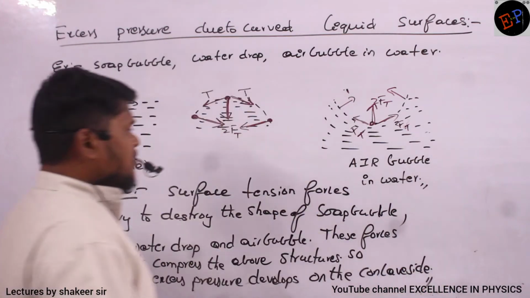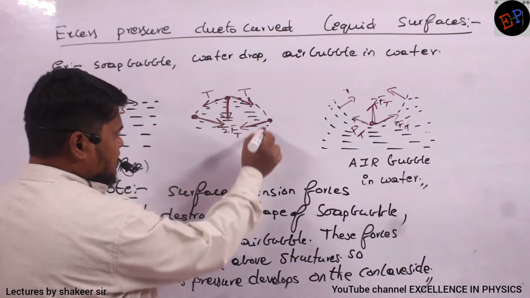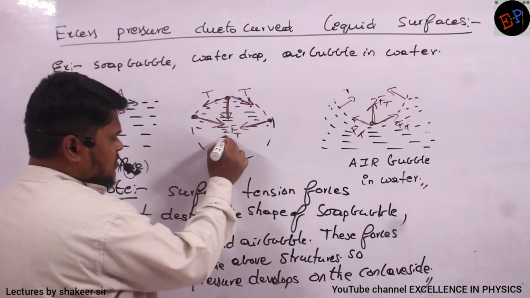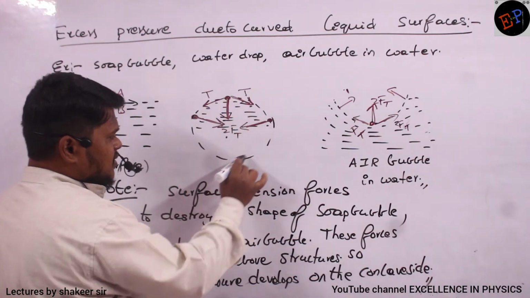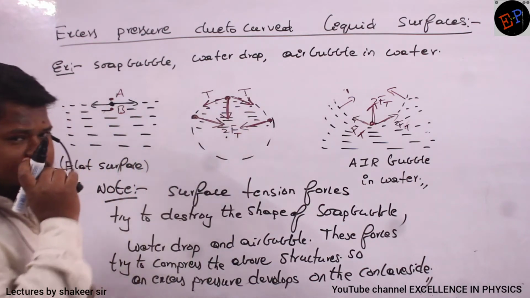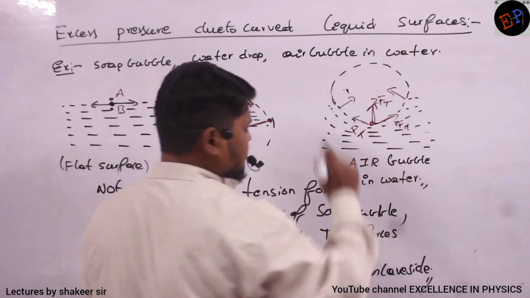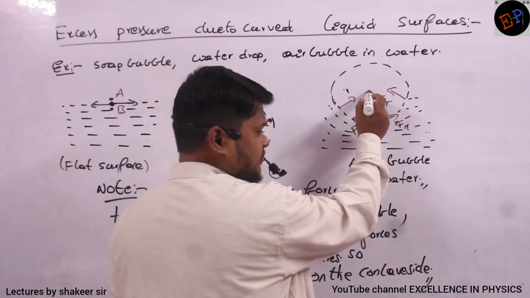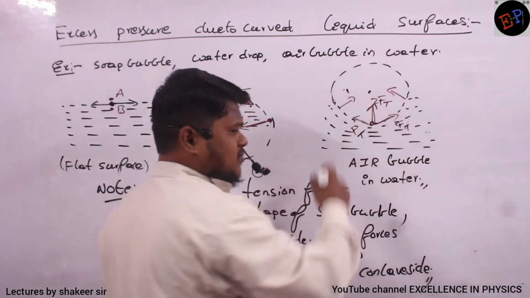So excess pressure develops on which side? On the concave side, not on the convex side. See, extra pressure is present inside this water drop, so here extra pressure is present, and to this point, this behaves like a concave surface only. Similarly, extra pressure is present in this air bubble. So excess pressure is inside the air bubble here, and to this point, this is behaving like a concave surface only.